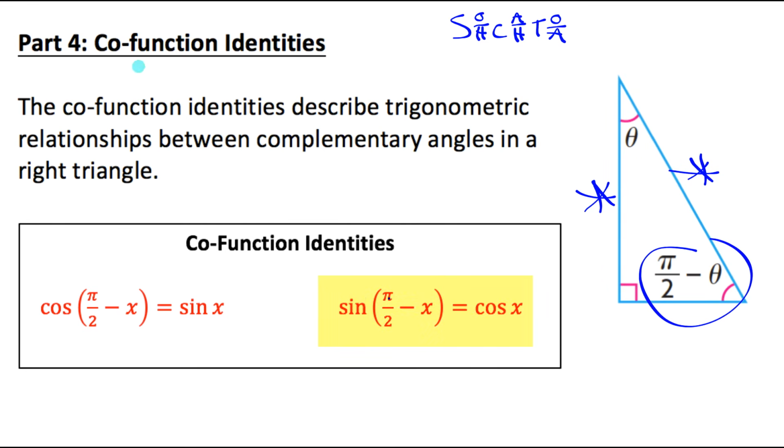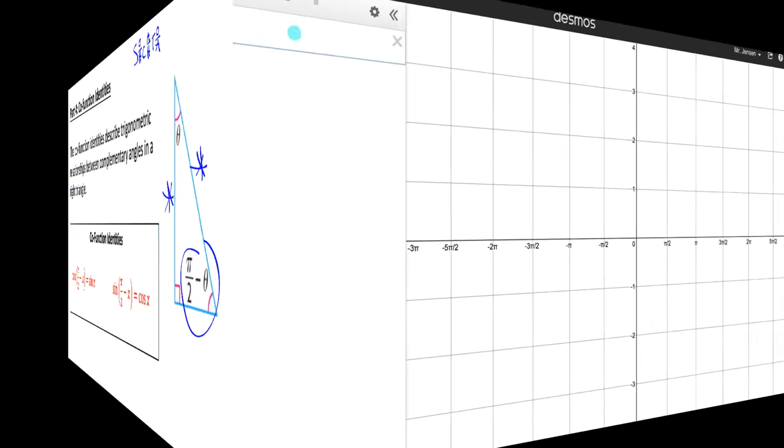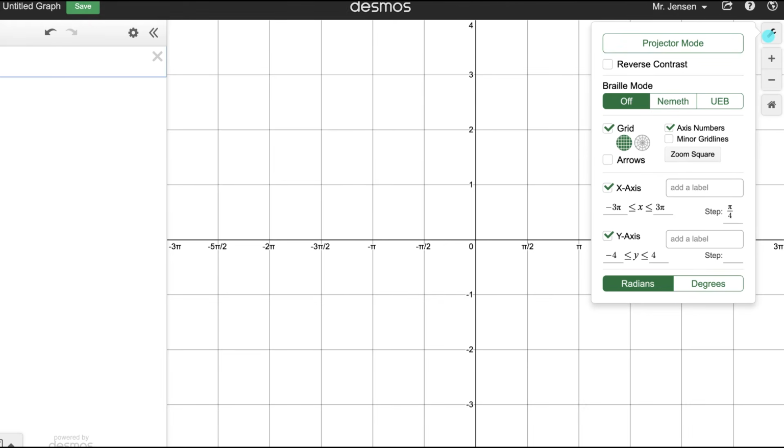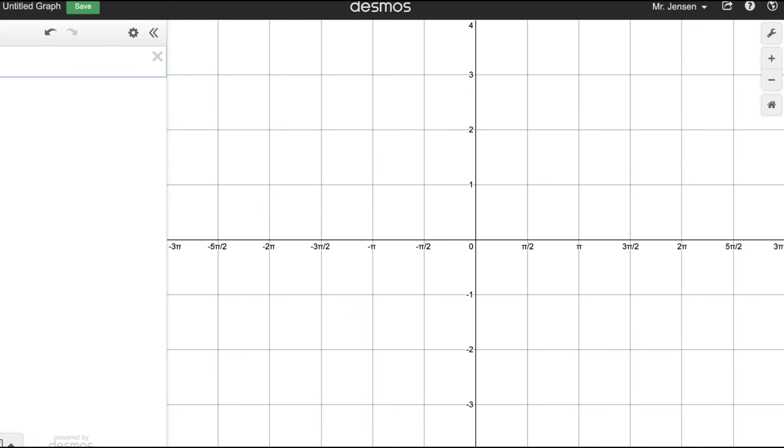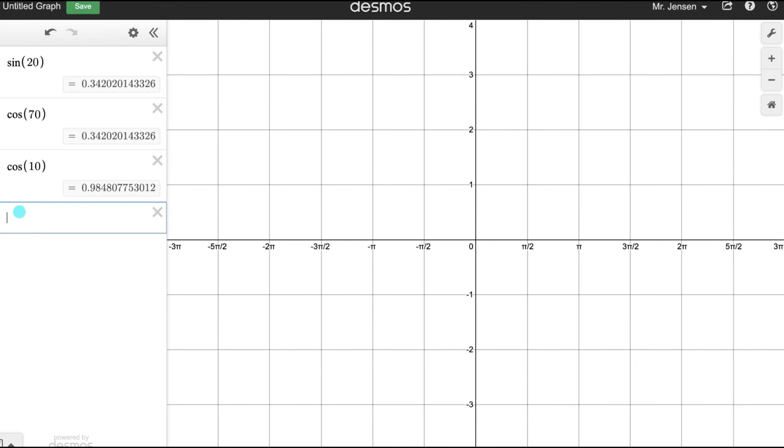Cosine of angle x would be equal to sine of pi over 2 minus x. So basically, and I'll put this in, I think it'll be easier for you to think of this in degree mode for now. Basically, all I'm showing you is that sine of any angle would be equal to cosine of its complementary angle, meaning the angle that would make 20 add up to 90, which would be 70. So notice sine of 20 and cos of 70 are equal. Or cos of 10 and sine of 80 would be equal because those are complementary angles.